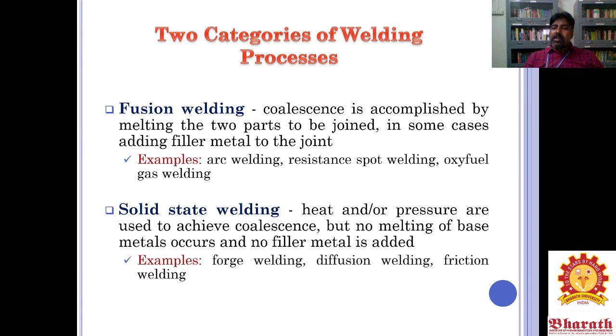In the solid state welding process, the metal parts are heated to a plastic state and are pressed together to make a joint. Hence it is known as pressure welding or solid state welding process, because it is not melted, right? It is not going up to melting temperature. Examples are diffusion bonding, friction welding, friction stir welding, and so on.